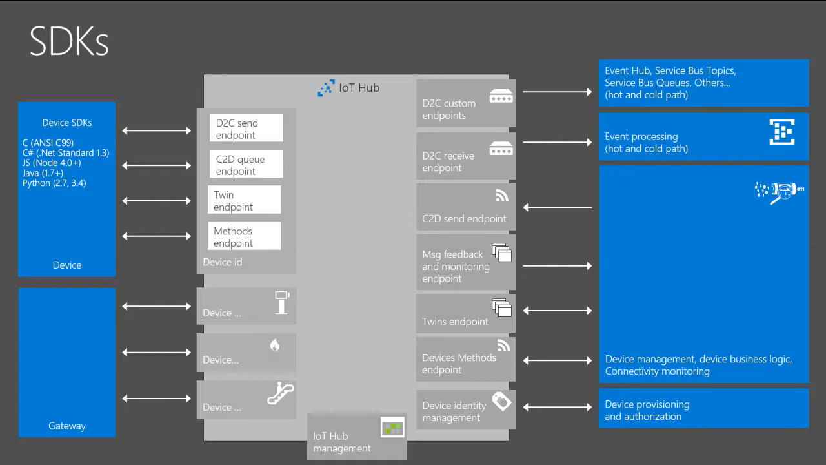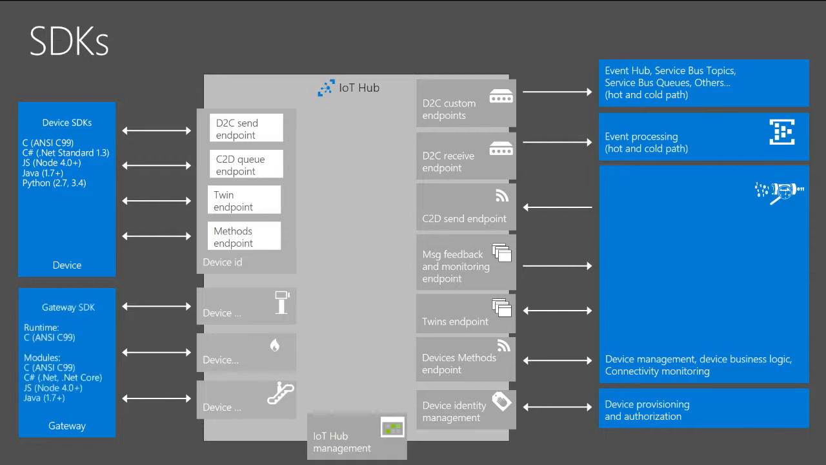We have a .NET Standard 1.3 version developed in C# that can be used on .NET Core, .NET applications, Xamarin applications, and so forth. We have support for Node, and Java 1.7 and above, meaning that Android is supported using that Java device client SDK. And last but not least, we have a Python device client SDK. So this is for devices connecting directly to IoT Hub.